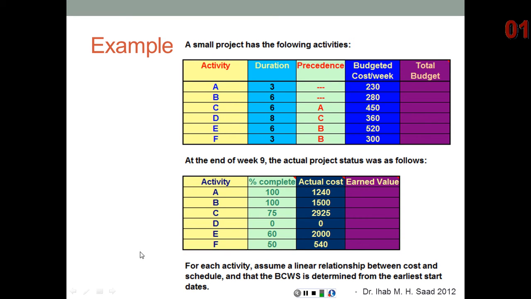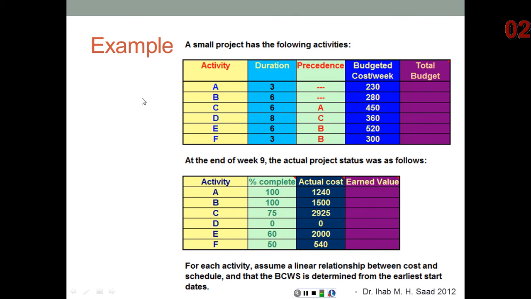The question is, what's the status of the project at the end of week 9? Are we on time? Are we ahead of schedule, behind schedule? Are we on budget? Are we above or below budget? And for each activity, we're going to assume a linear relationship between cost and schedule, and that the BCWS is determined from the earliest start dates. This means that the total cost of activity A, for example, is going to be 3 weeks times $230 per week, so it's going to be $690, and that's distributed evenly. So each week we're going to spend the same amount.